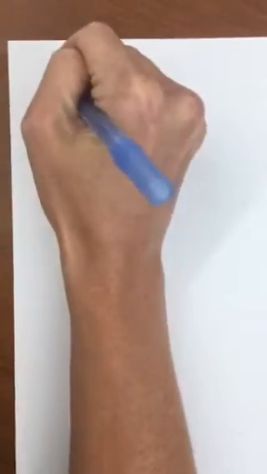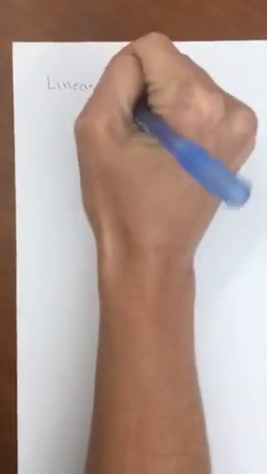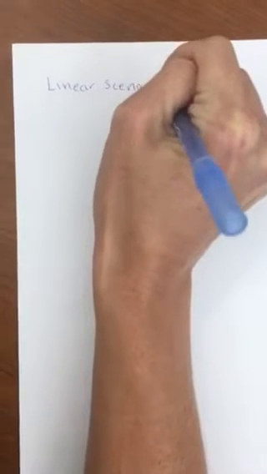I'm just going to label it linear scenarios. You can feel free to take notes on this video as you're watching it, or just use it as a point of reference. When we were studying linear scenarios, we were examining a scenario and creating an equation, a table, and a graph. And sometimes we would use the table, equation, or graph to figure out other pieces of information.